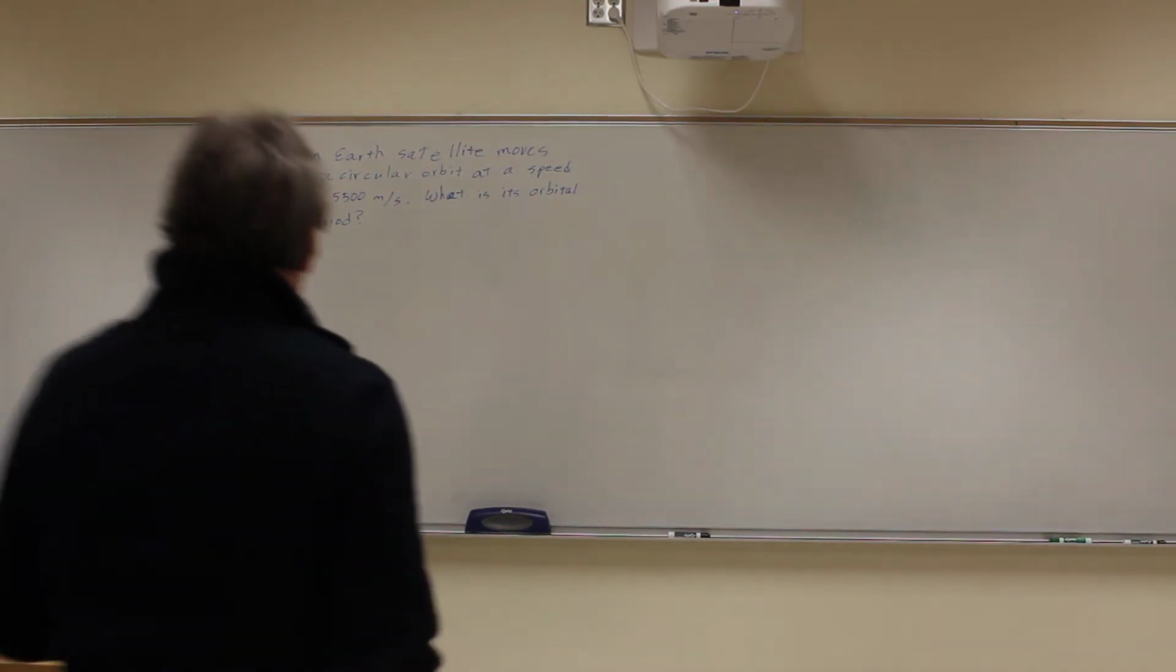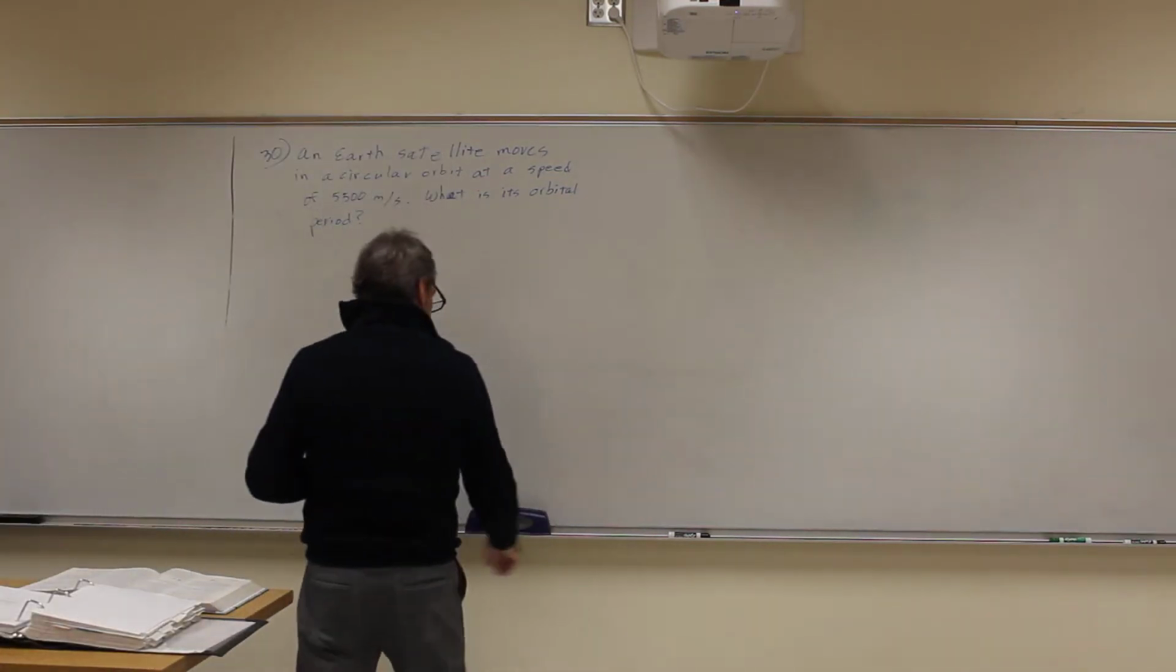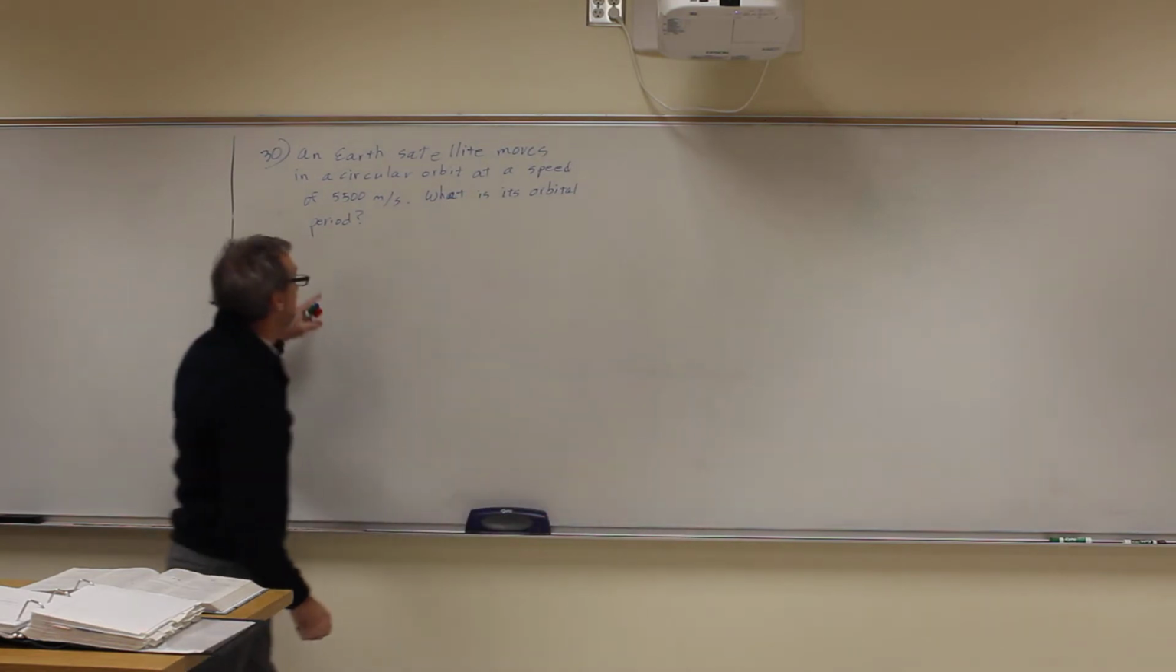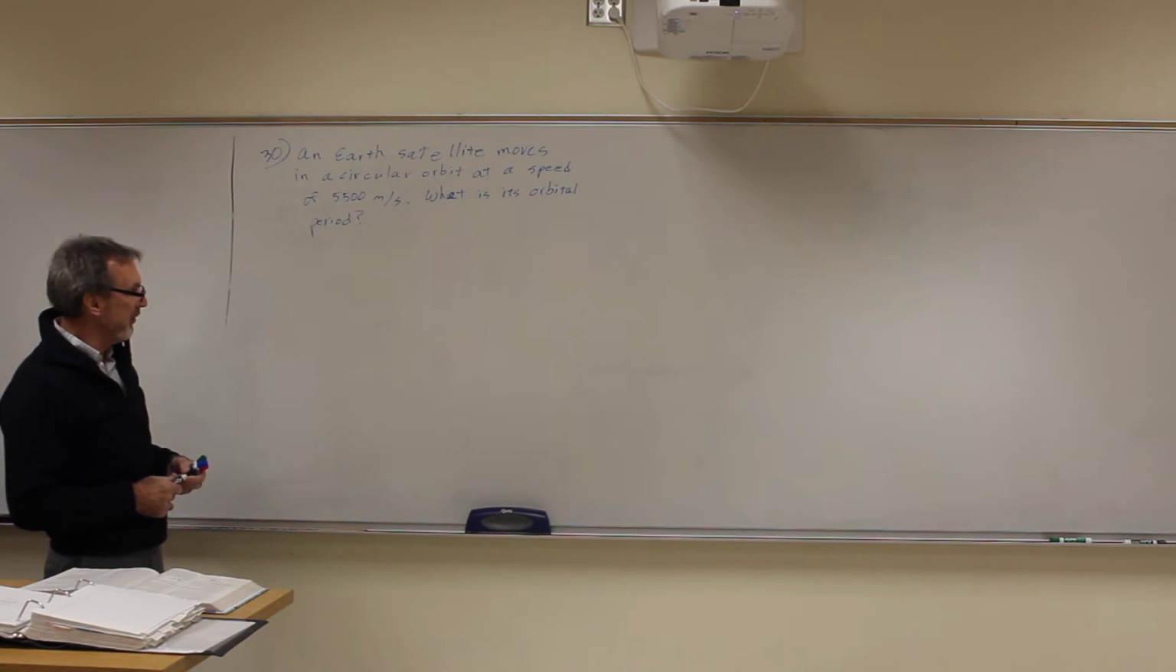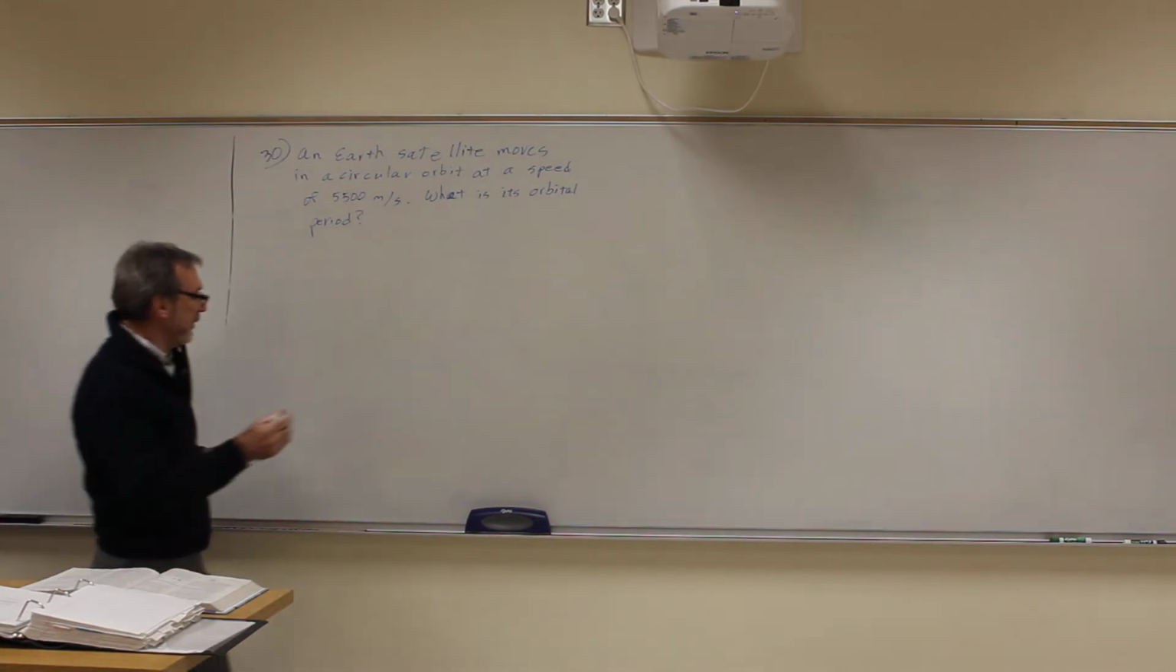All right, I'm going to do number 30 from chapter 13. This is the problem right here. An Earth satellite moves in a circular orbit at a speed of 5,500 meters per second. What is its orbital period?